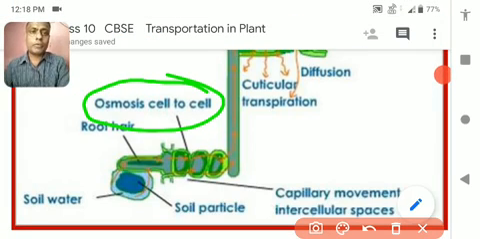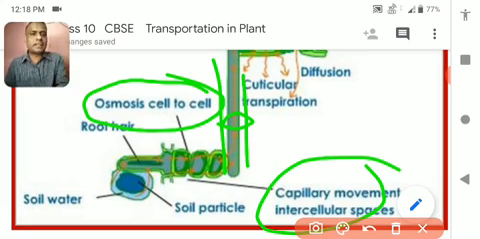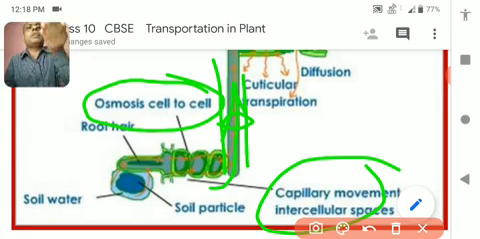The water moves from one cell to another cell by the process of osmosis, and capillary movement means the xylem vessels are so thin that they automatically transfer the water due to capillarity. Capillarity means that due to having thin xylem, the water automatically moves inside. Just I am giving a very simple example.